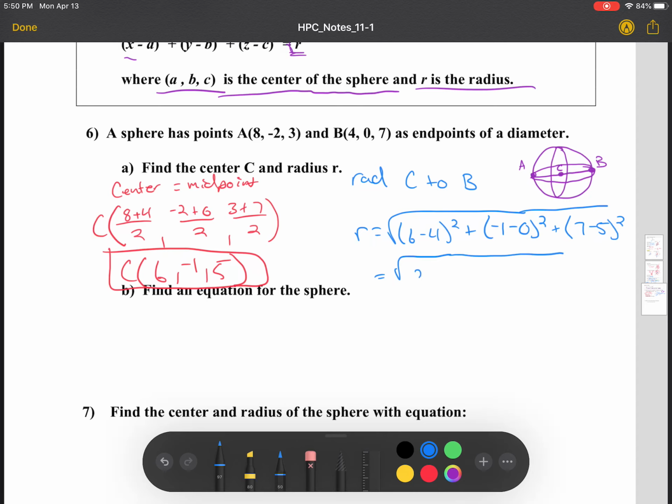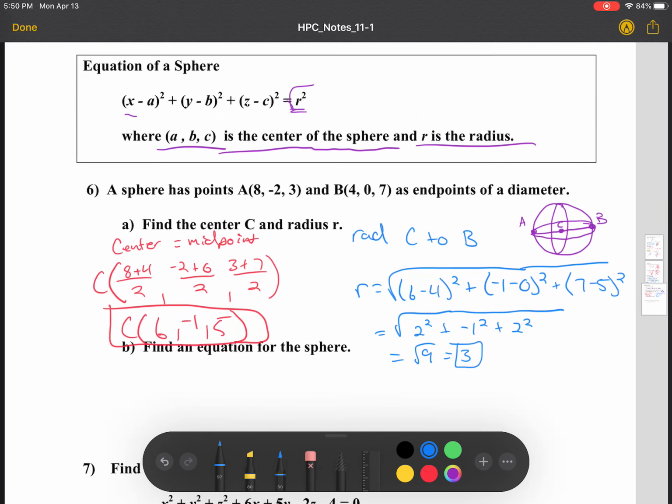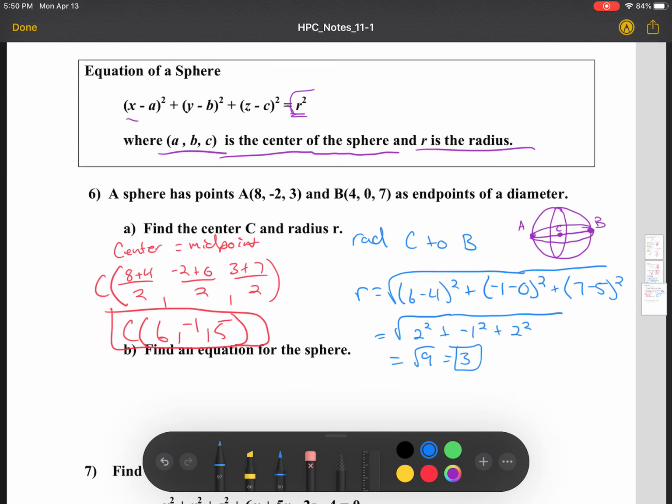Okay, simplify that out. We get the square root of 2 squared plus negative 1 squared plus 2 squared. Simplify it down, you just get the square root of 9, or 3. So we got a radius of 3, and found our center point at (6, -1, 5). Question answered. Now we want to find the equation for the sphere.